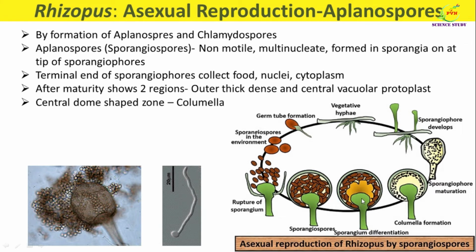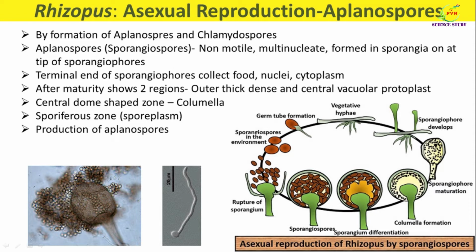Here the central dome-shaped zone is called the columella, while the multinucleate outer zone is known as the sporiferous zone or the sporoplasm, as you can see here. The cleavage of the sporiferous region results in formation of a number of multinucleate segments. Each segment rounds off to form an aplanospore. So as you can see here, there is formation of the aplanospores.